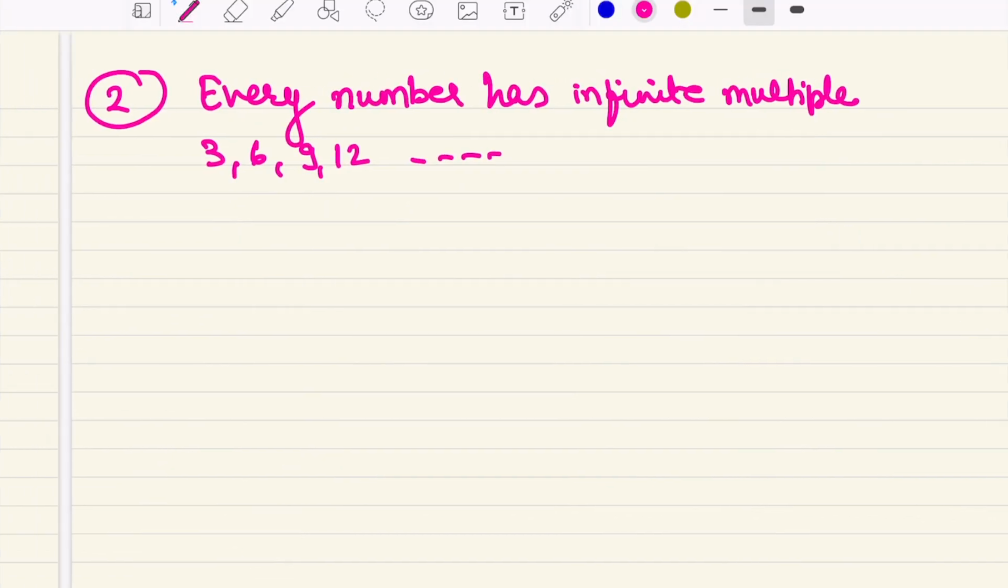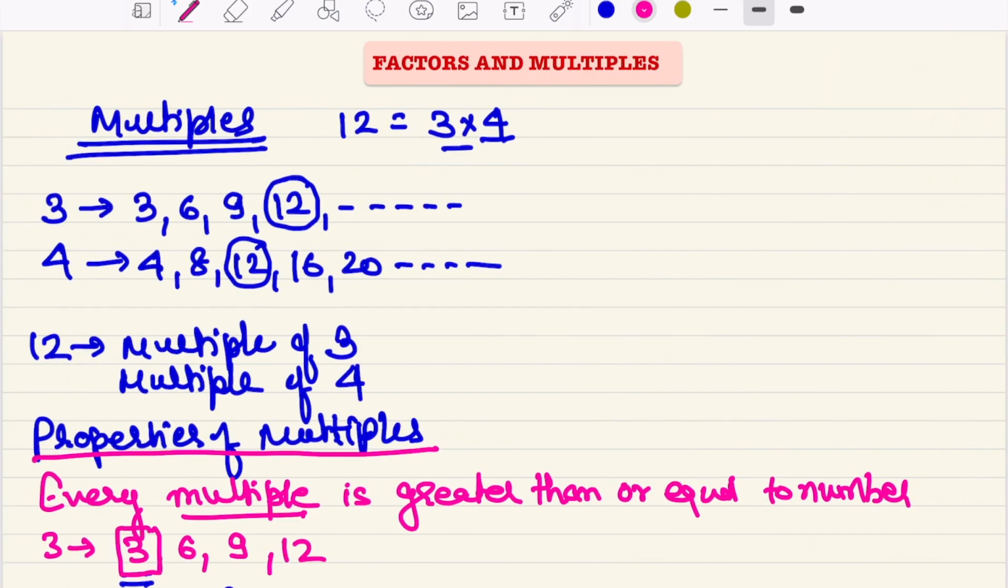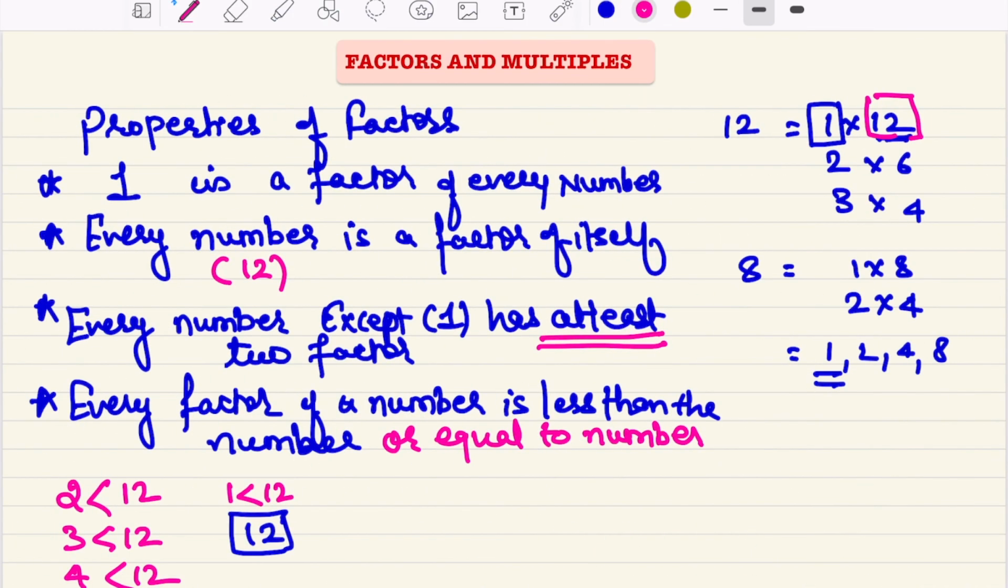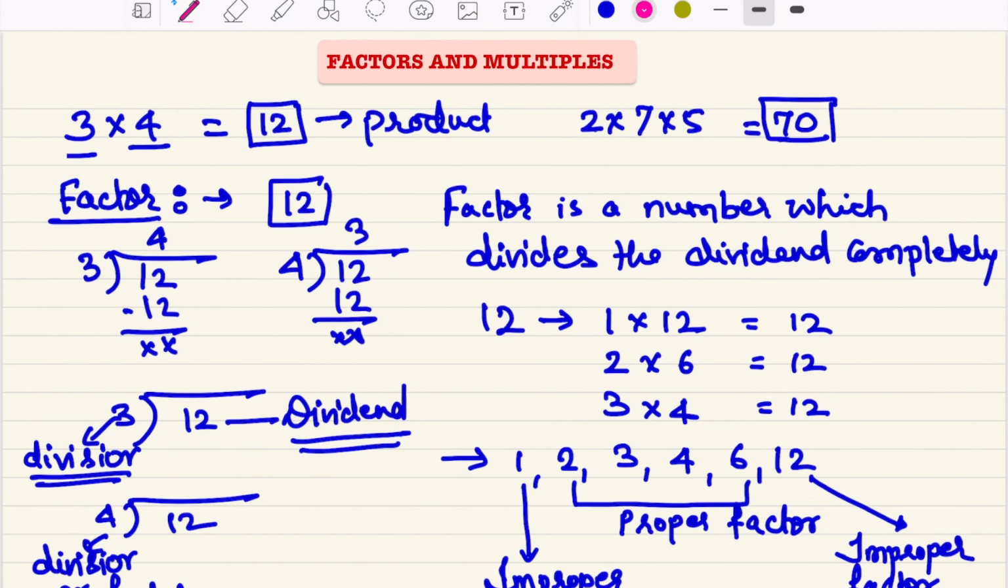So guys, we have seen the properties of multiples and the properties of factors and what factors and multiples are in this video tutorial. In the next video tutorial, we are going to find out the sum of factors, product of factors, total number of factors of a number.